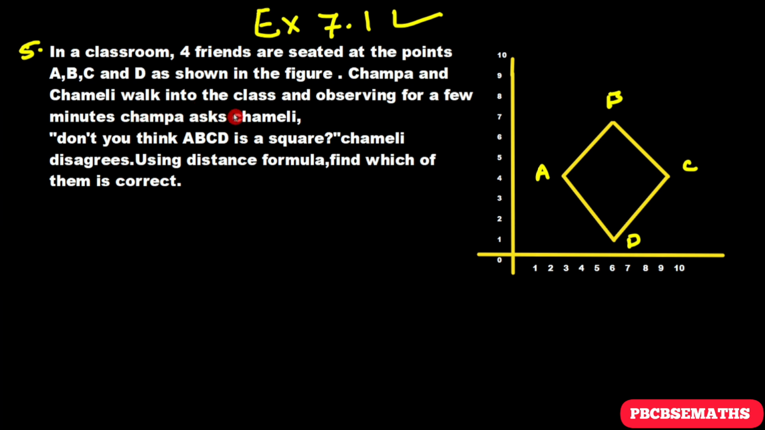Champa and Chameli walk into the class and, observing for a few minutes, Champa asks Chameli, don't you think ABCD is a square? Chameli disagrees. Using the distance formula, find which of them is correct.